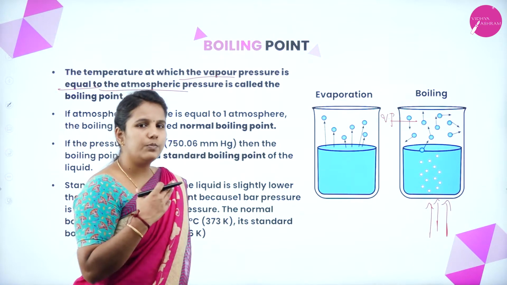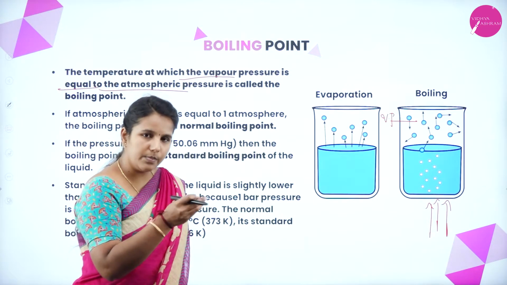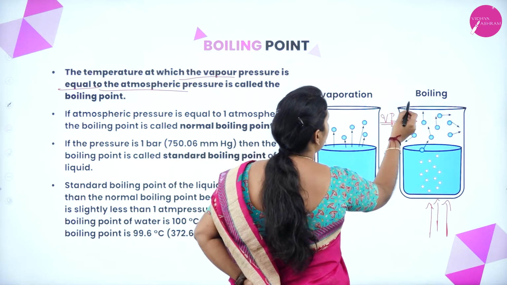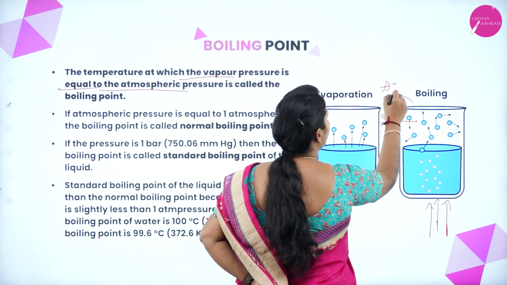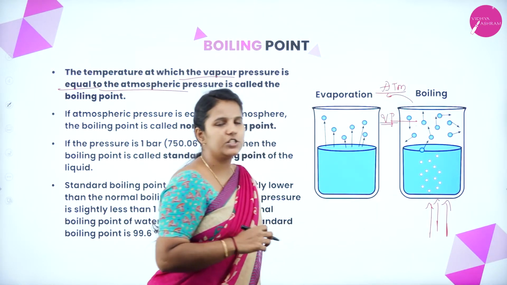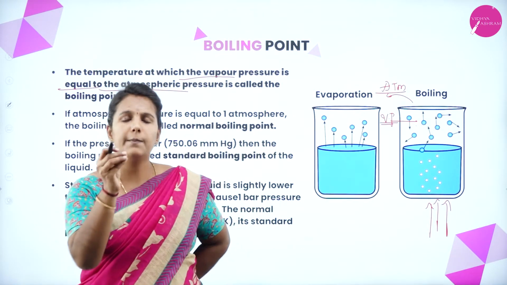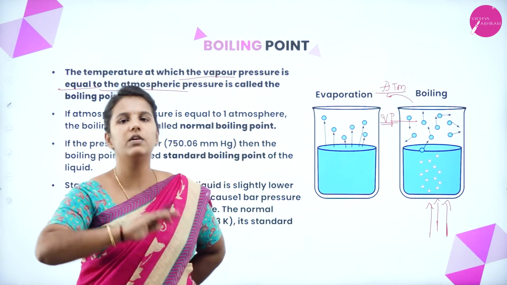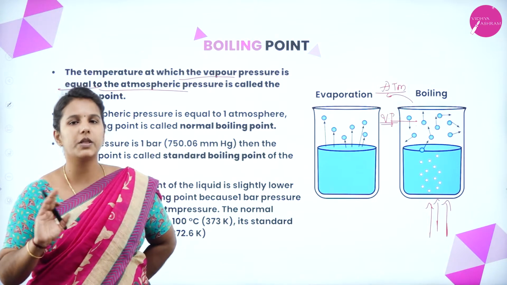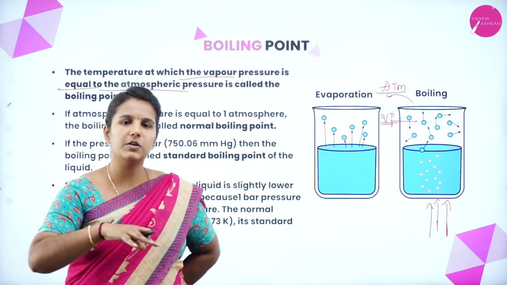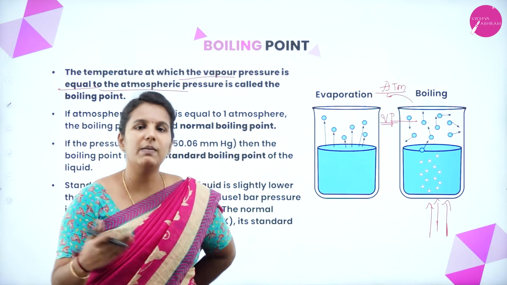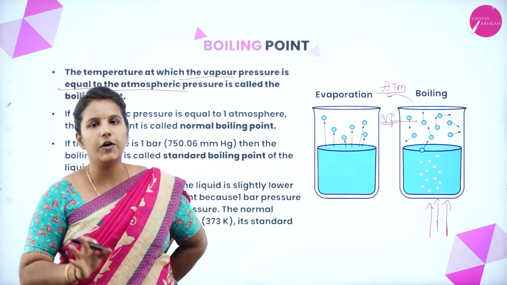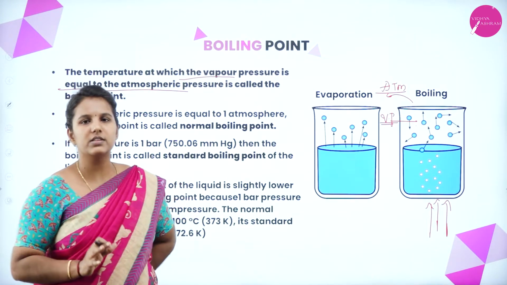So during this process, what will happen? The temperature at which the vapor pressure of the liquid will be equal to the atmospheric pressure. Atmospheric pressure means the surrounding pressure. At a particular temperature, when you go on heating, the vapor pressure will become equal to atmospheric pressure. That temperature is said to be the boiling point. Remember, boiling point, it is very simple.